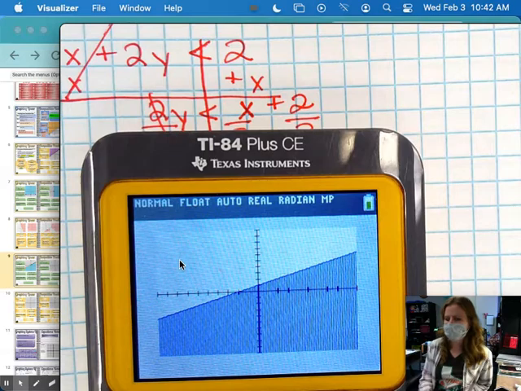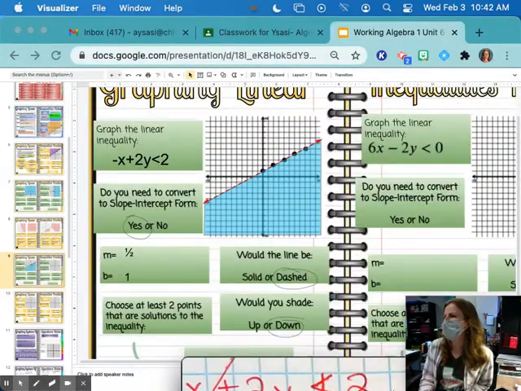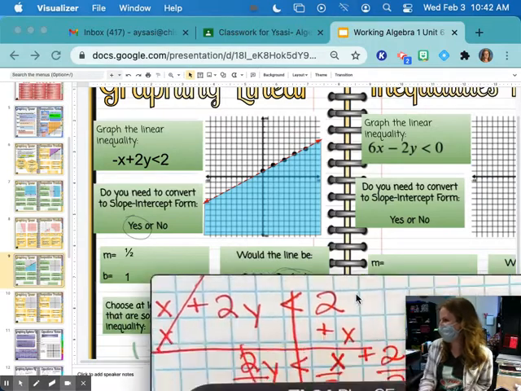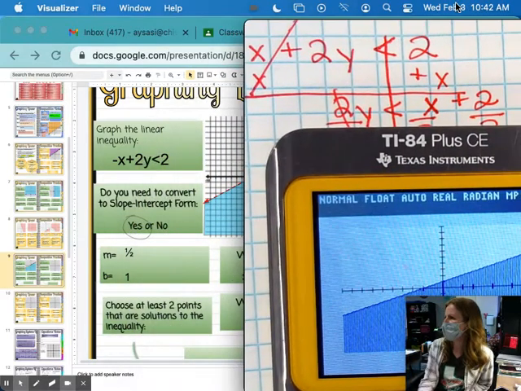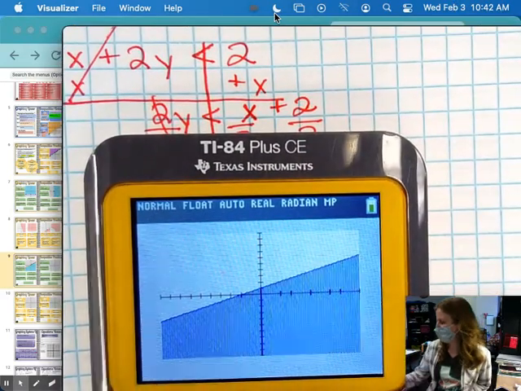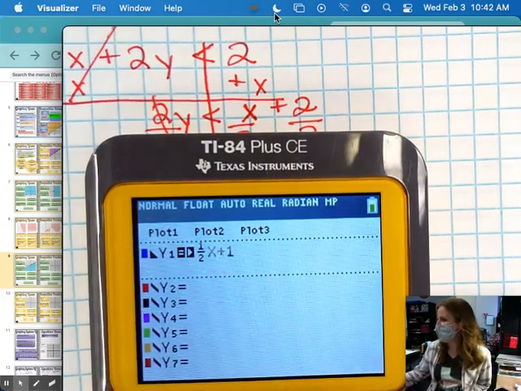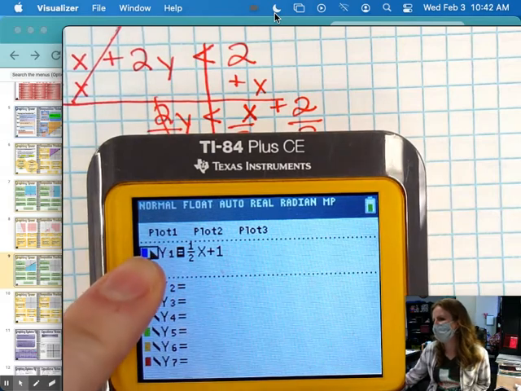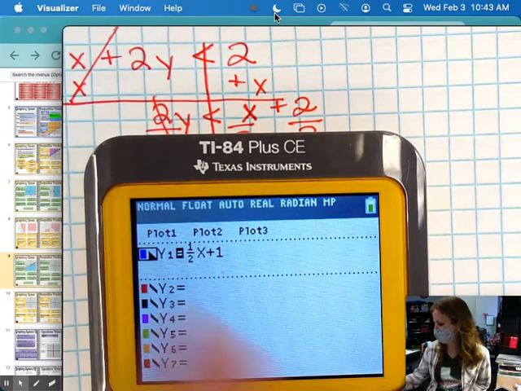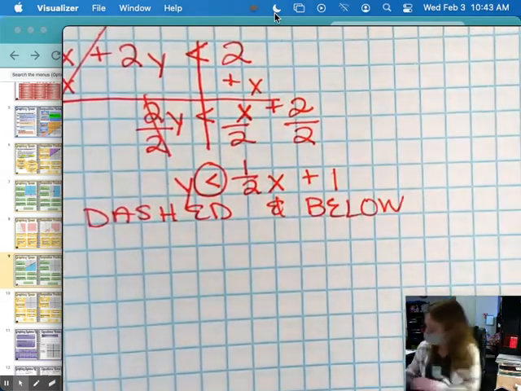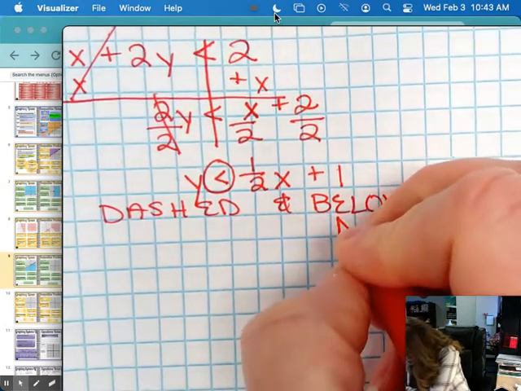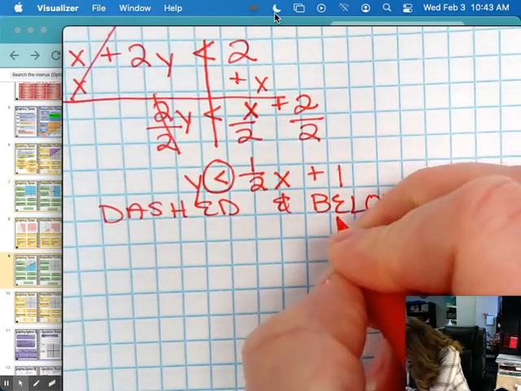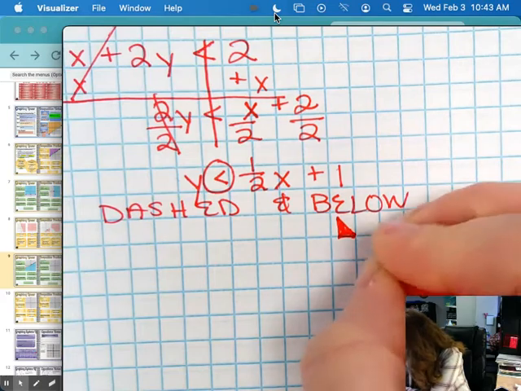Okay, so look at how we graphed it and compare it to our graph. Does that look the same? Yeah, looks good. So we put it into y equals, and then we just changed this over here to have the shading below. So if you want to put that on here in calculator.